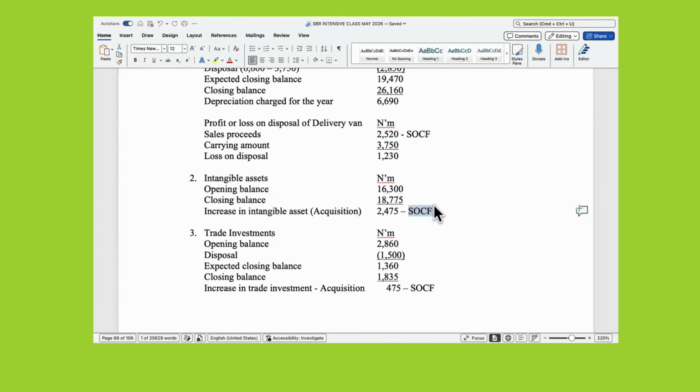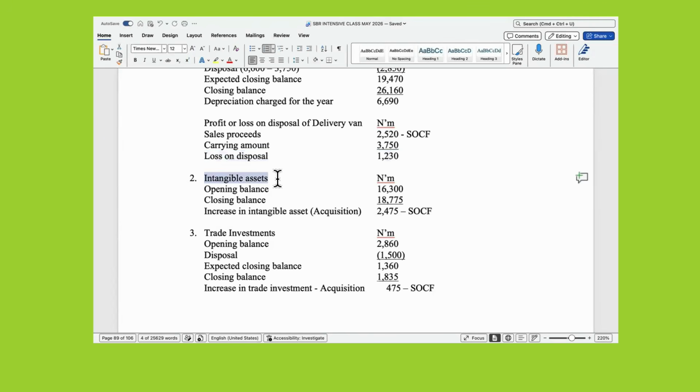Yes, please, I can see your hand. Sir, please, where will the loss on disposal go to? Since we are using the indirect method, it will be added back because they will have treated it as an expense in P&L. So we need to add it back in cash flow as a non-cash item. Okay, sir. Thank you. You're welcome.